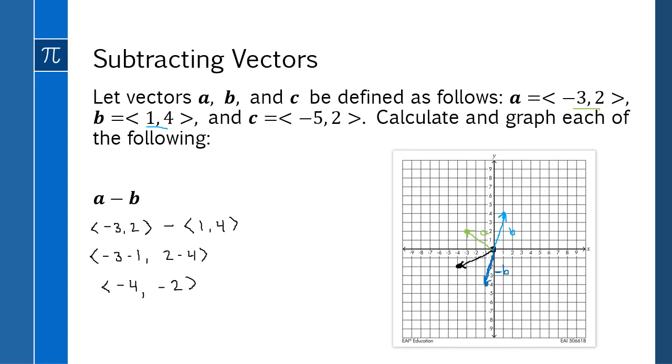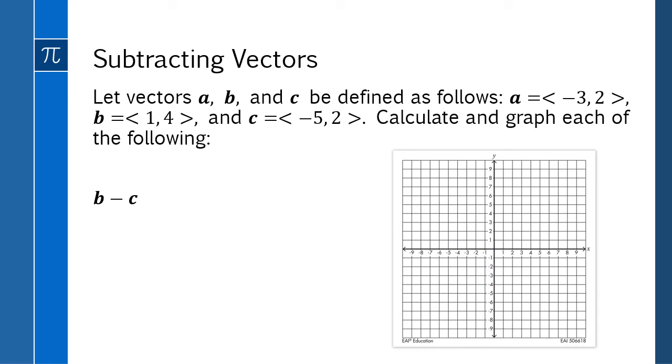And if I take vector negative b and add it on to vector a, going to the left 1 and down 4, sure enough, we end up at the difference vector a minus b, which is the same as what we calculated.